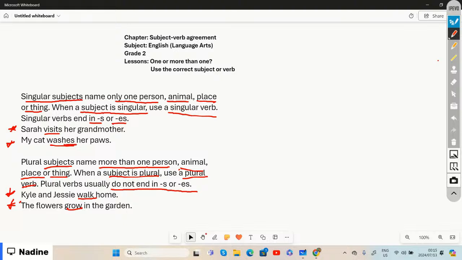All right. And then once again, we said we have our singular subjects and we have our plural subjects. Singular subjects name one person, one animal, one place, or one thing. And when a subject is singular, it means that we need to use a singular verb.